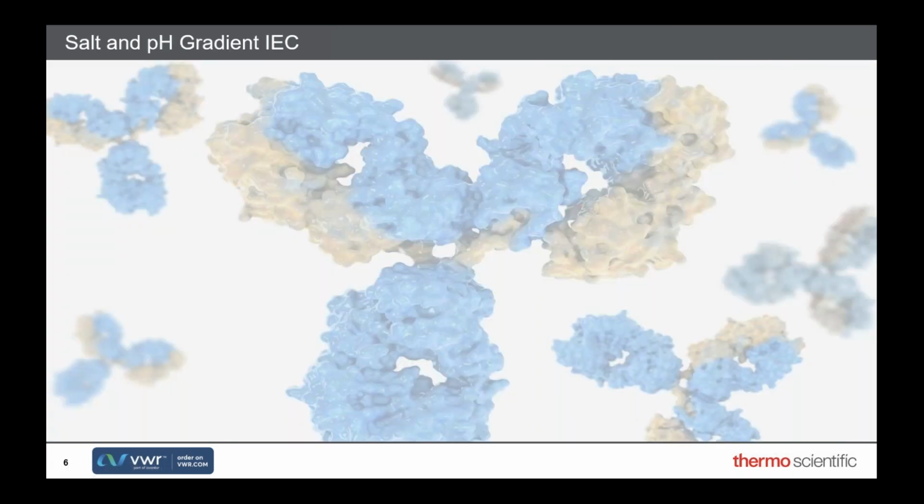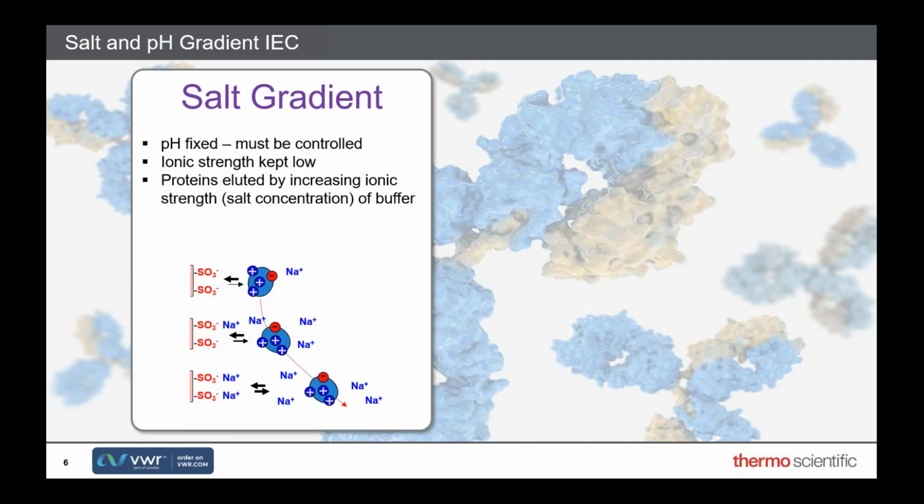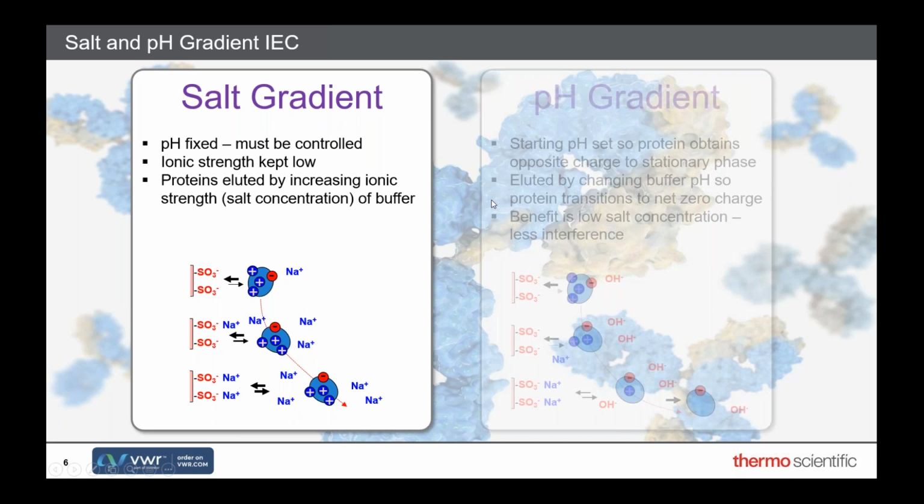In salt gradient-based IEC, the pH of the buffer system is fixed and must be controlled. In addition to choosing the appropriate pH of the starting buffer, its ionic strength is kept low since the affinity of proteins for IEC resins decreases as ionic strength increases. Proteins here are eluted by increasing the ionic strength, which corresponds to the salt concentration of the buffer, to increase the competition between the buffer ions and proteins for charged groups on the IEC resin. In this way, the interaction between the IEC resin and proteins is reduced, thereby causing the proteins to elute.